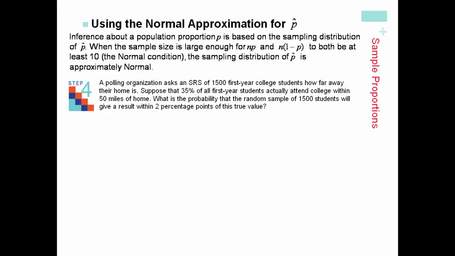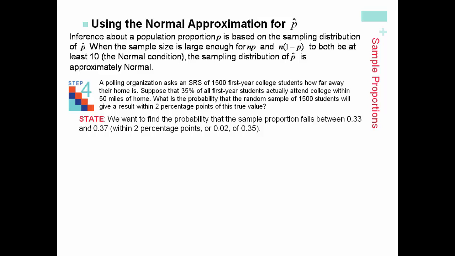A polling organization asks a simple random sample of 1,500 first-year college students how far away their home is. Suppose 35% of all first-year students actually attend college within 50 miles of home. What is the probability that the random sample of 1,500 students will give a result within 2 percentage points of this true value?